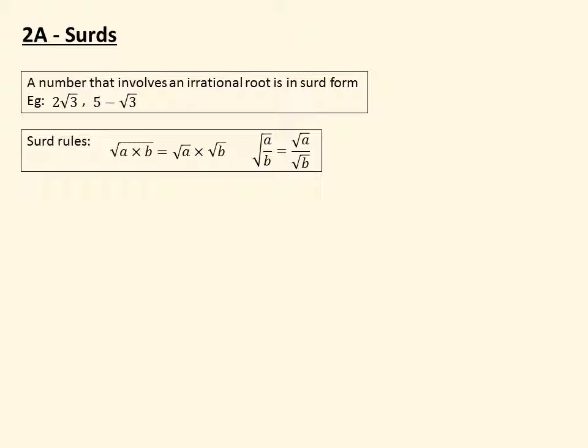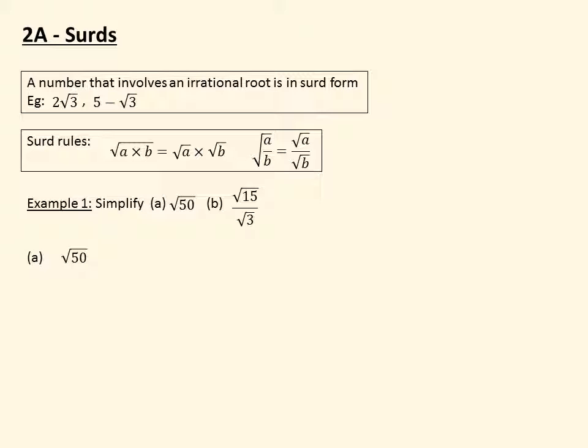The surd rules are the root of a times b is root a times root b, and the root of a over b is root a over root b. We can use these to simplify surds, as in example 1.